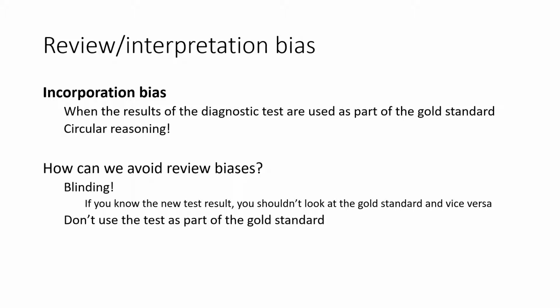Another type of review or interpretation bias is incorporation bias, when the results of the diagnostic test are actually part of the gold standard as well, which isn't ideal because you're using the same information twice and they should be standing separately from each other. So how do we avoid review biases? As much as you can, blind. So if you know the test result, you shouldn't be looking at the gold standard and vice versa. And don't use the test as part of the gold standard.